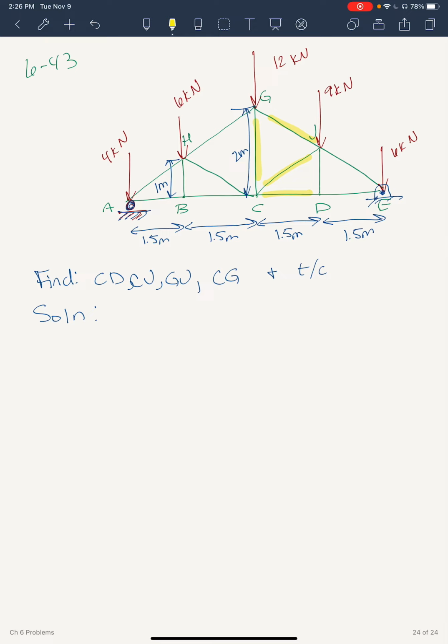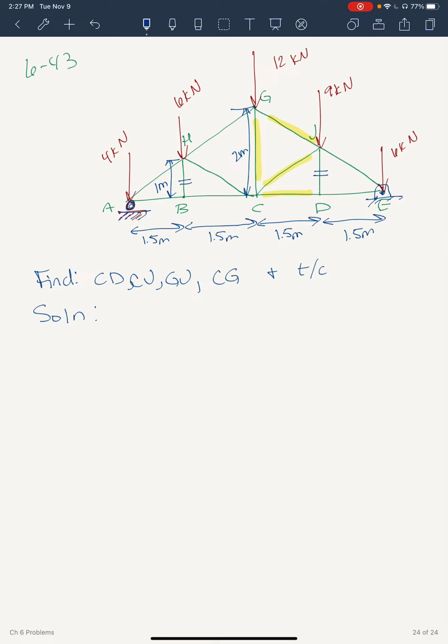The first thing we want to do is see if there are any zero force members. For zero force members, DJ would be a zero force member, and also BH would be a zero force member. And then I think that's going to be all of them. Then we have to decide how we want to approach solving this.